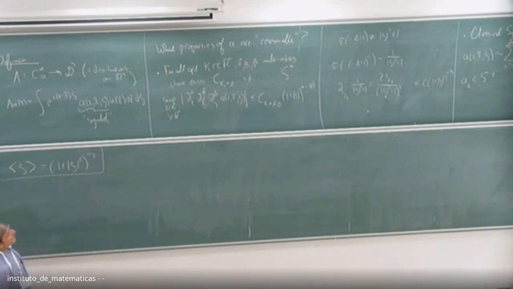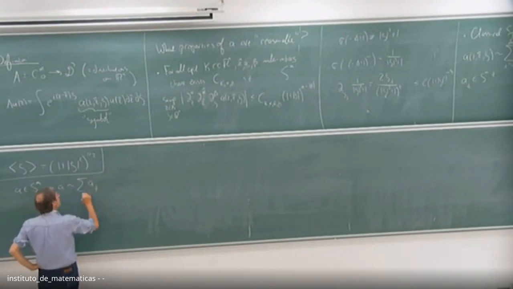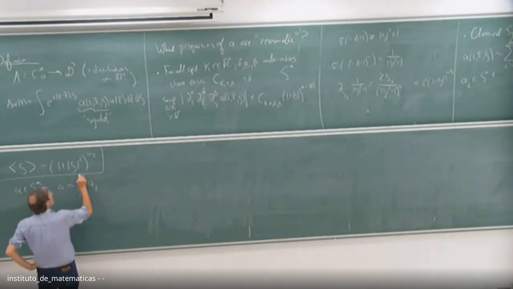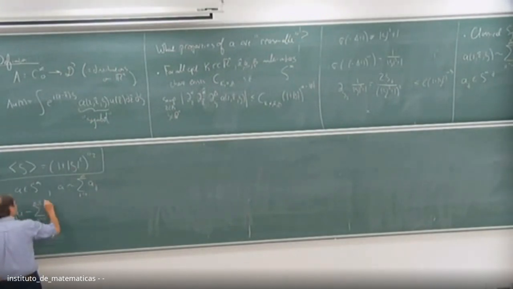Okay, so where are we? I was trying to tell you what the squiggle means. So we have A is a symbol of order M, A is asymptotic to the sum of A sub j, j goes from 0 to infinity. And what do I mean by this? Well, suppose I take any partial sum, j goes from 0 to n minus 1, and subtract it off from A. What do I want it to be? I want it to be as good as the next term.